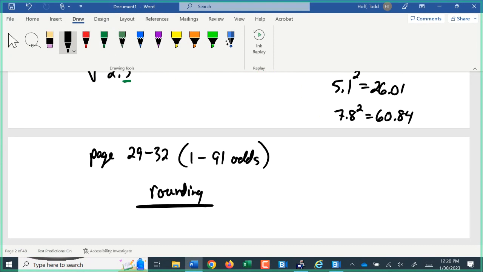For some reason, the rounding problems are ones that people always tend to get wrong at a higher rate on this first exam coming. So with that, does anybody have any questions? Okay, well, you guys have a great day. We'll see you all on Wednesday.